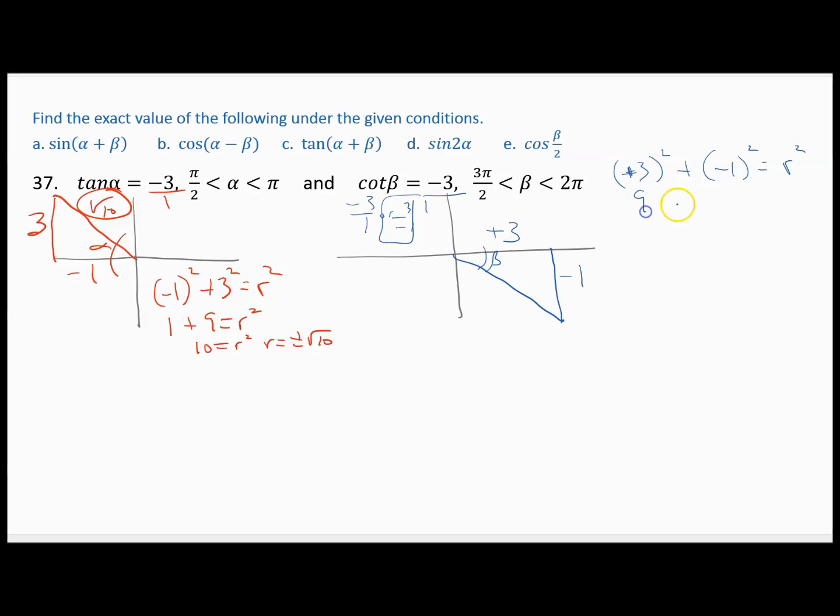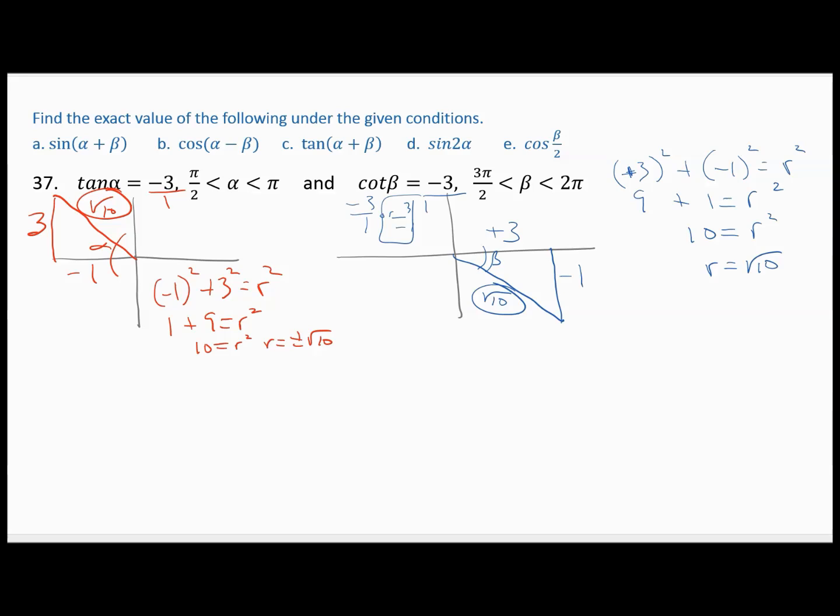All right, so we got 9 plus 1 is equal to r squared. So 9 plus 1 is 10, equal to r squared. So r is equal to the square root of 10. It's really plus or minus, but that has to be the positive square root of 10.